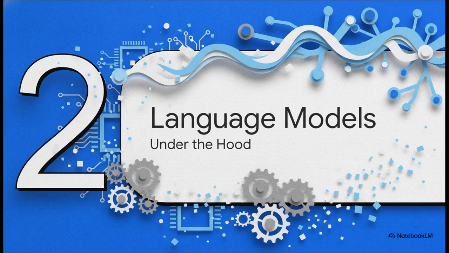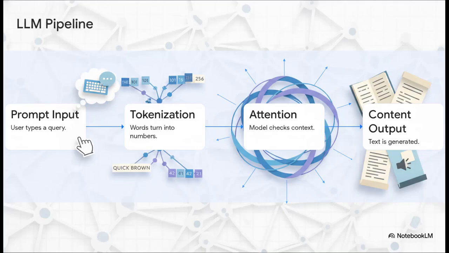Moving on to Section 2. How language models work. What exactly happens in that split second of silence after you type a prompt and hit enter? To get large language models explained simply, we can break it down into a millisecond pipeline. First is your prompt input. But here's the thing. Computers don't understand English, they understand math. So step 2 is tokenization. The AI literally chops your words into numerical values called tokens. A phrase like "the quick brown fox" is transformed into a sequence of numbers. Once it's all math, it moves into step 3, multi-headed attention, before finally decoding back into the content output you see on your screen.